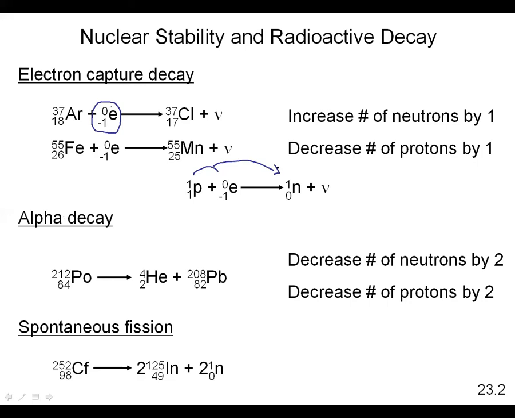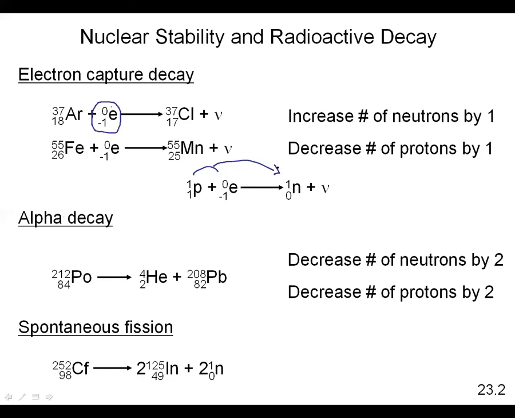So again, here, if you look at the top equation there with the argon, our atomic number went from 18 to 17 on the product side. That means, as you can see there, we decreased the number of protons by 1, while our mass number at 37 stayed at 37. But again, kind of the same process as we've been talking about.